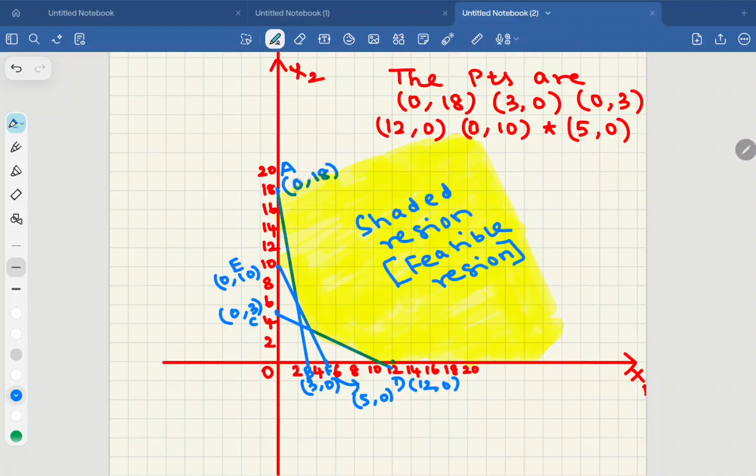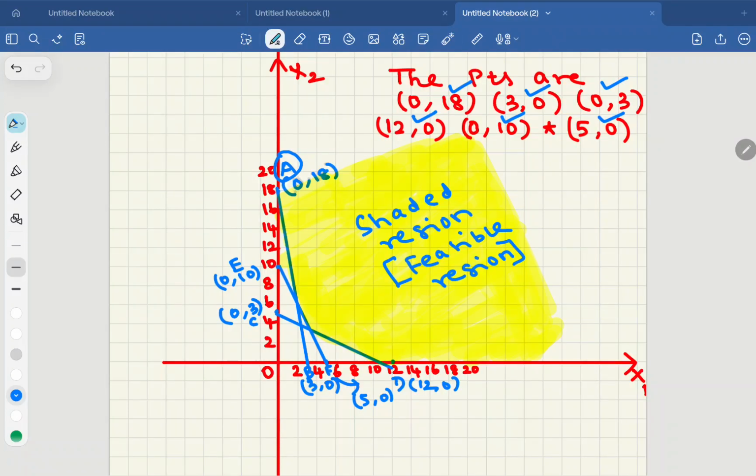Now with the help of a graphical method, I am going to find the solution for the problem. The points are (0, 18), (3, 0), (0, 3), (12, 0), (0, 10), (5, 0). Take (0, 18) and mark it as A in the graph. Then (3, 0), mark it as B, joining these two points by a straight line.